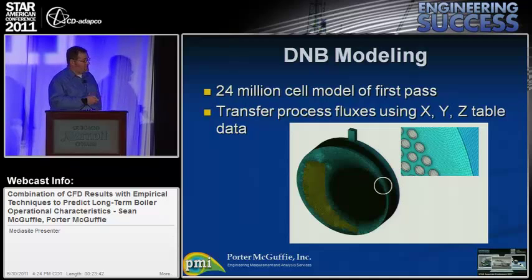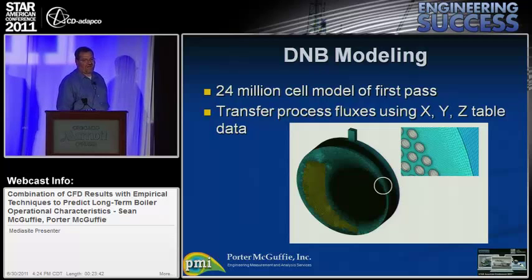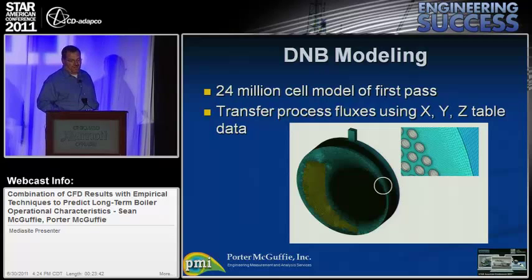As you can see from the upper right-hand side, it is a significant model. It's about a 24 million cell model, and the reason for that is that we have to get very refined in the boundary layer, both to fully capture the convective heat transfer that's occurring and also to allow for decent approximation of the nucleation of bubbles.